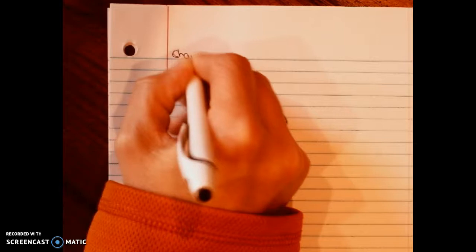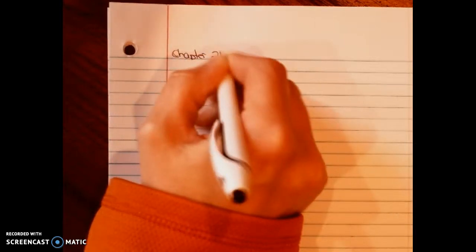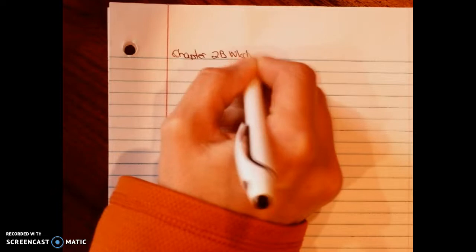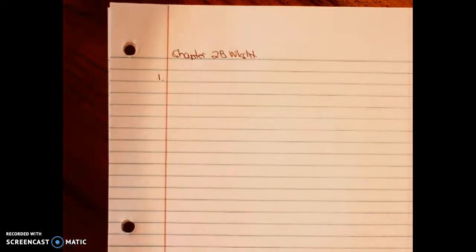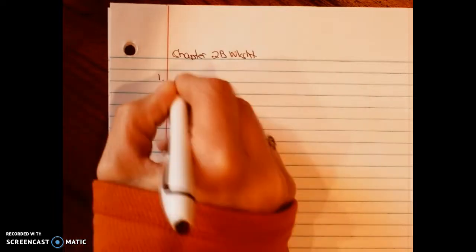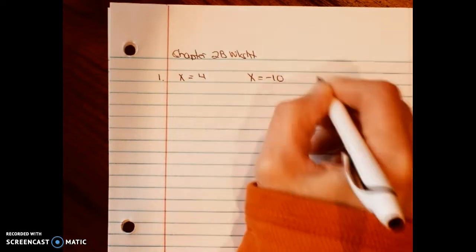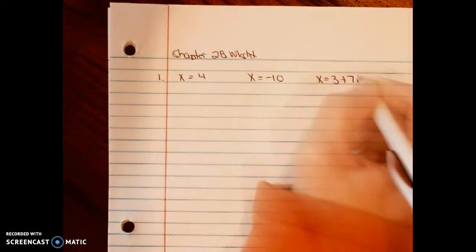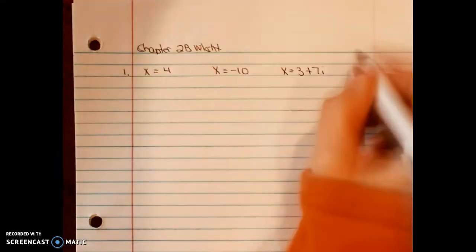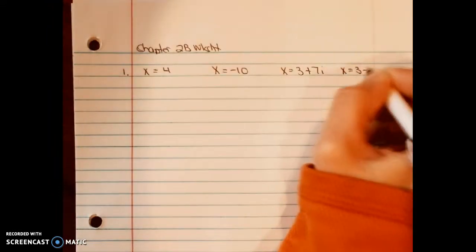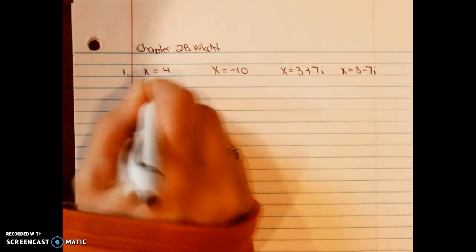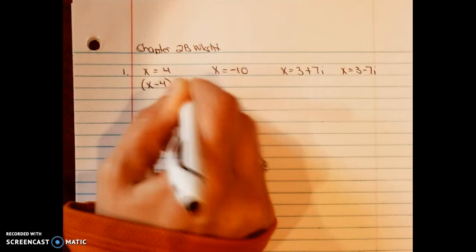Today I'm working through the Chapter 2B review worksheet. Number 1, we have to come up with a polynomial function that has the following zeros listed. X equals 4, x equals negative 10, x equals 3 plus 7i, which means its conjugate is also a root, x equals 3 minus 7i. We go put these into their corresponding factored form.